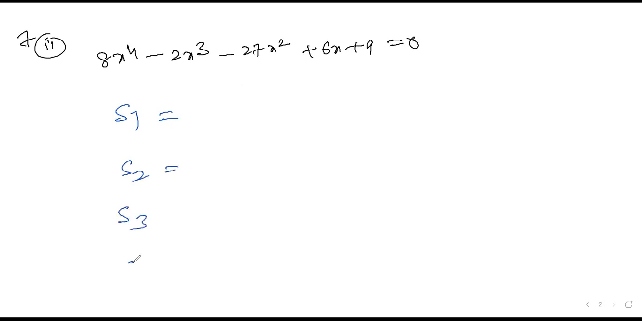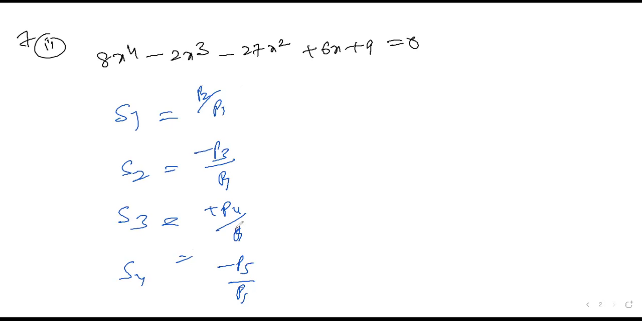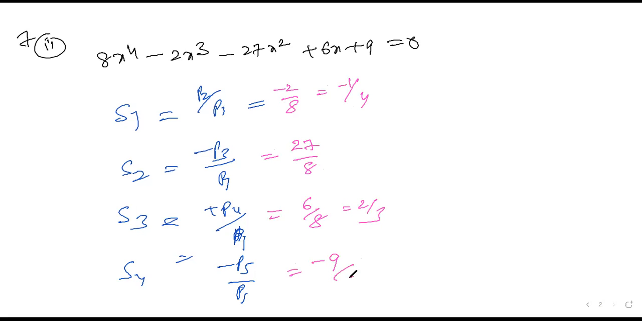S1 is minus P2 by P1, S2 is P3 by P1, S3 is minus P4 by P1, and S4 is P5 by P1. So 1 by 4 is S1, minus 27 by 8 is S2, minus 3 by 4 is S3, and 9 by 8 is S4. Good. P4 means 6 by 8, which becomes 3 by 4. P5 is 9 by 8.